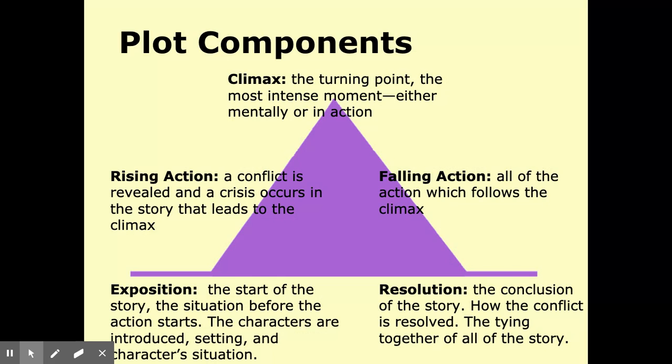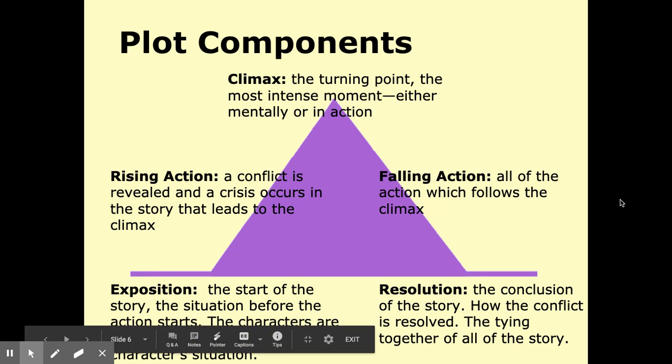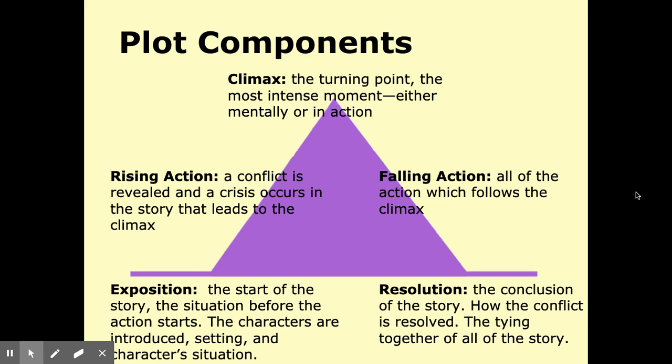All right, so like we said earlier, plot has 5 basic components. The first component is the exposition. The exposition is the start of the story. It's the situation before the action starts. In the exposition, you'll usually learn who the characters are, you'll learn who the protagonist is, your main character. You'll learn what the setting is, the time and the place of the story, and what situation the characters are in. What are they going through?